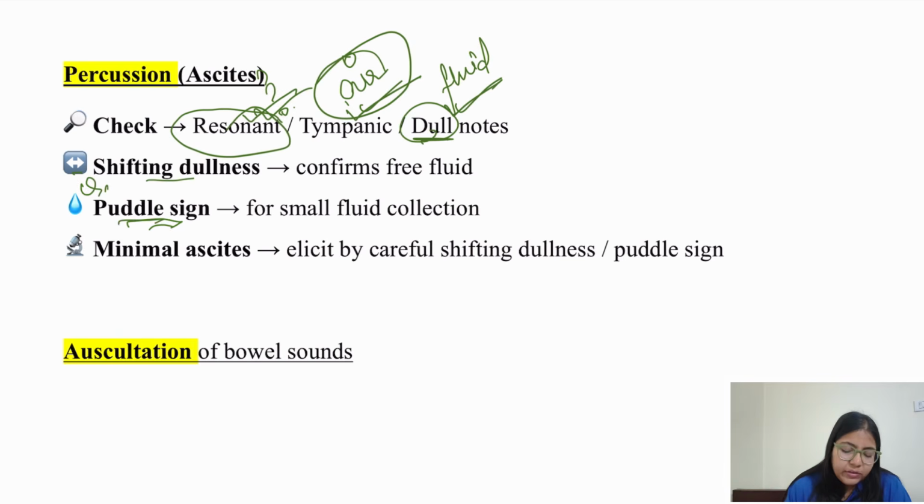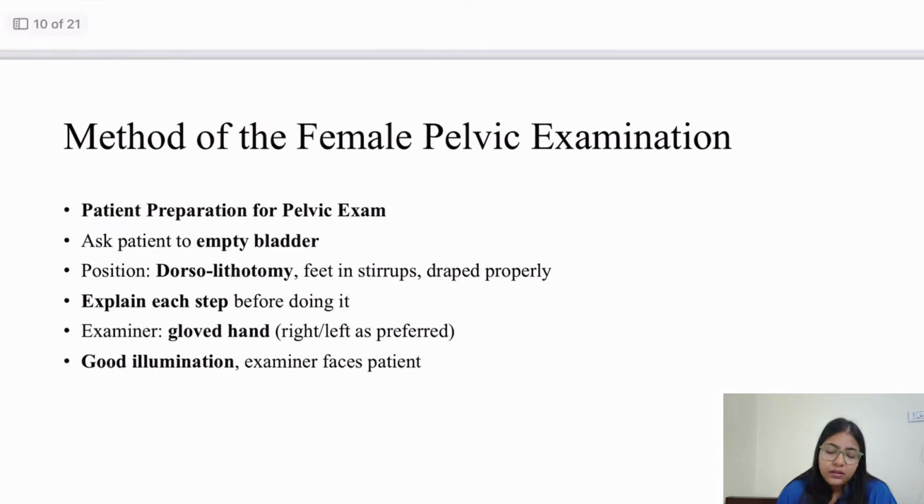There may be one question: what is puddle sign? If there is a small amount of ascites, you can neither do percussion nor elicit shifting dullness. In that case, you can elicit puddle sign. You place the patient on her knees and elbows, and then the fluid will collect and settle near the umbilicus region in the abdomen, and then you can do percussion and elicit presence of ascites. And then you do auscultation for bowel sounds.